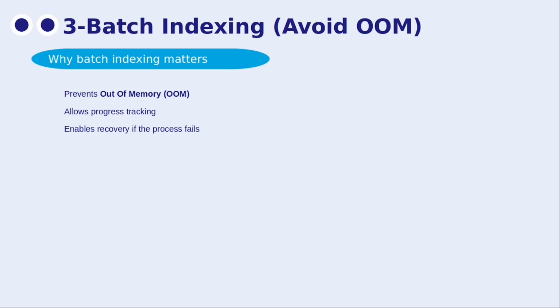Why does batch indexing matter? Batch indexing gives you three benefits. First, it prevents memory crashes. Second, you can track progress. Third, if the process fails, you can recover. This is mandatory for production systems.